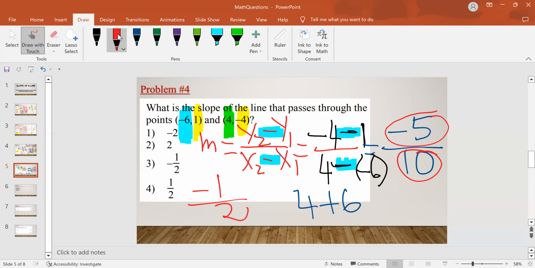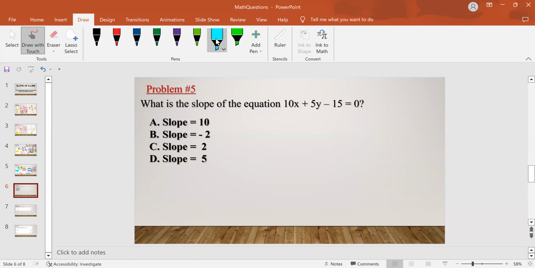Okay, let's go back to see this. This is negative 2 over 3. That here is negative 1 over 2. Okay, we continue. Problem 5.